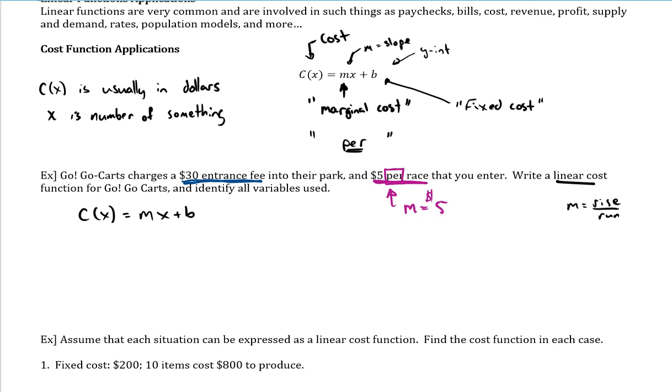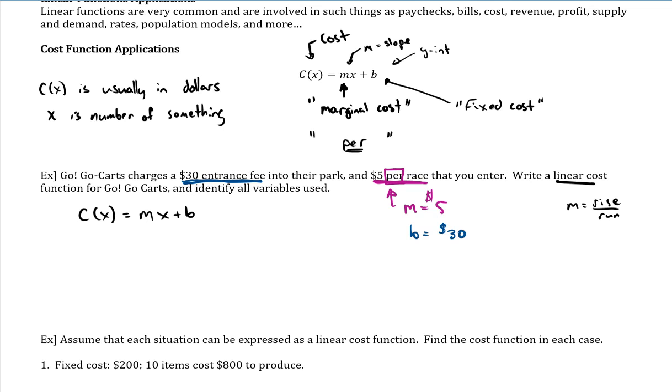And then we only have one other number involved, this $30. That must be the fixed cost. So our $30 is going to be the b. The reason that it's called fixed is, breaking down this scenario, this $30 is what anyone has to pay to just get into the park. Then it depends how much more they're going to pay depending on how many they race. So this is fixed for everyone. And the per race thing depends on how many races somebody wants to do.